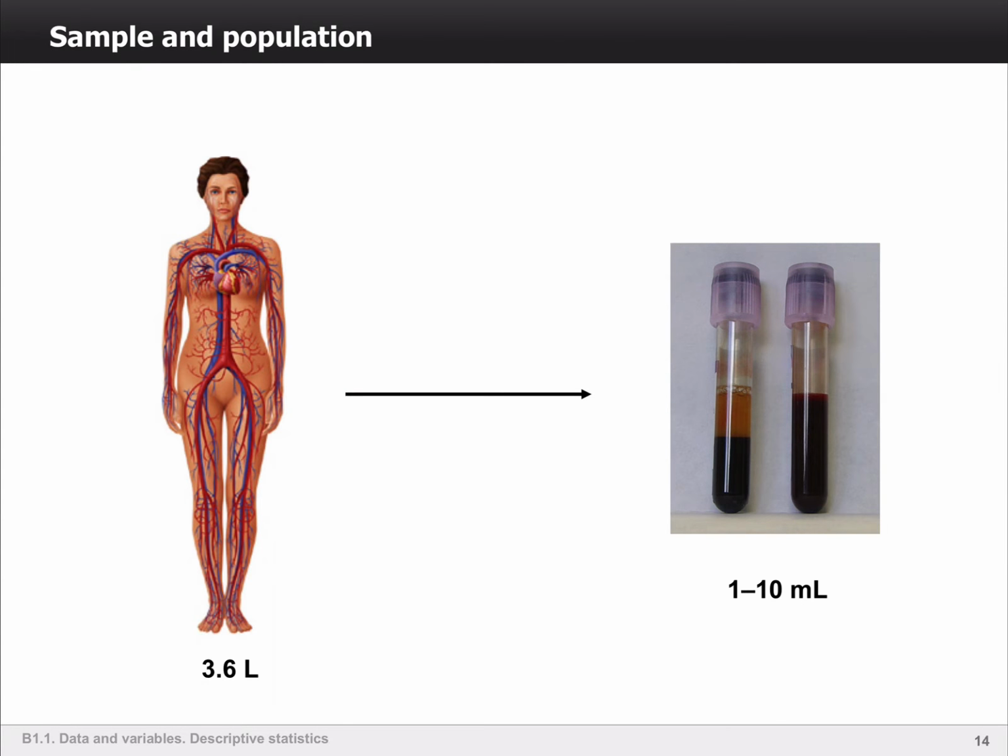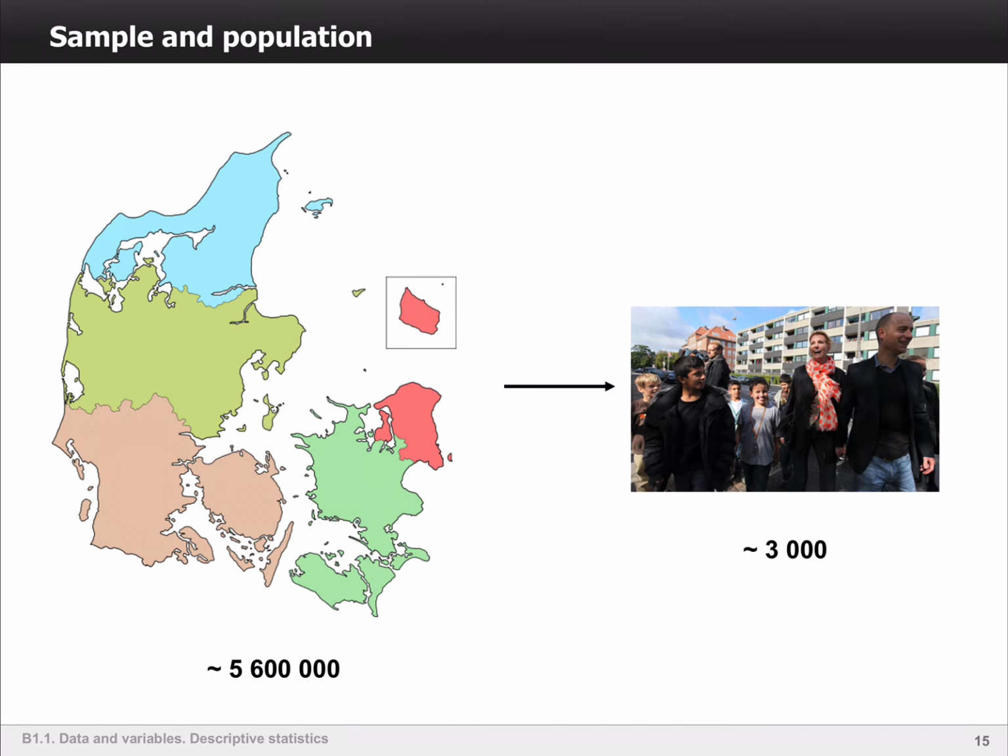For example, every time you have a blood test, they take like several milliliters of your blood, but they can learn something about what's going on in the whole body, even though you have up to 5 liters of blood in the body. Or, of course, it's not a very good example after the last election in the United States, but still it can work in many countries.